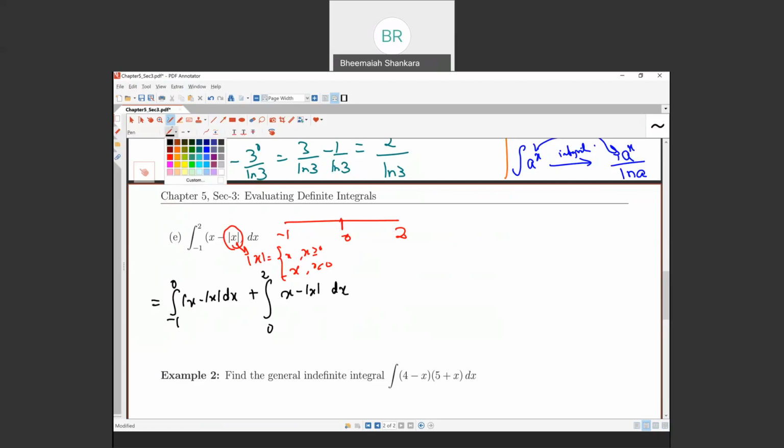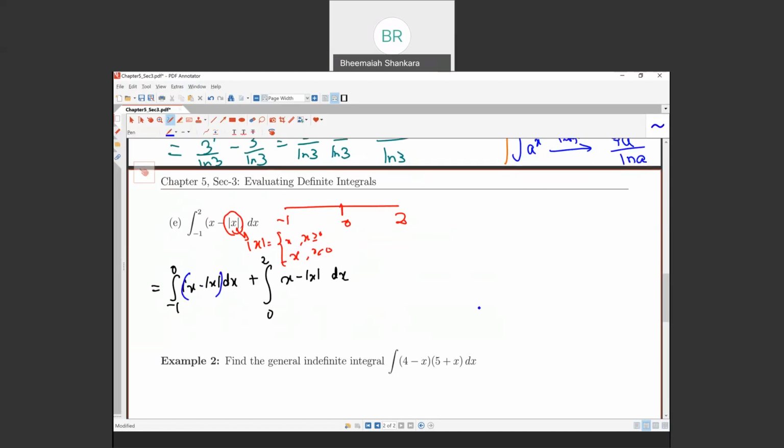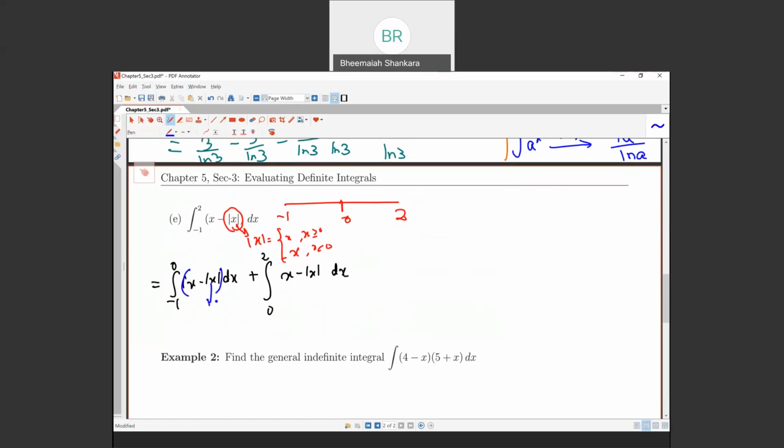Now that I'm defining this first integration from negative 1 to 0, I can use the definition for x less than 0, because you see the x values are negative 1 to 0. So this absolute x becomes negative x. So I'm going to write this as x minus negative x dx plus 0 to 2, and again I will break this as just x, positive x, because I have x values from 0 to 2, positive values, dx. So x minus x is 0.